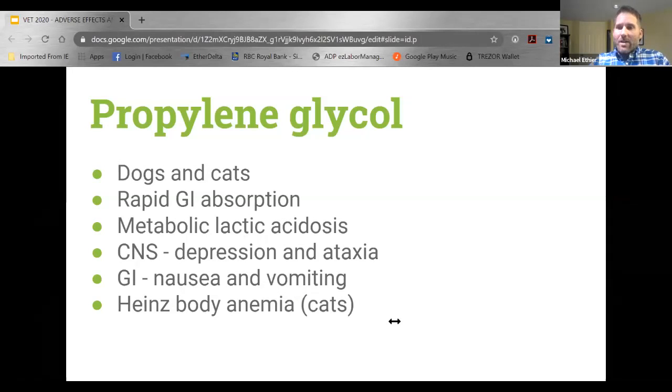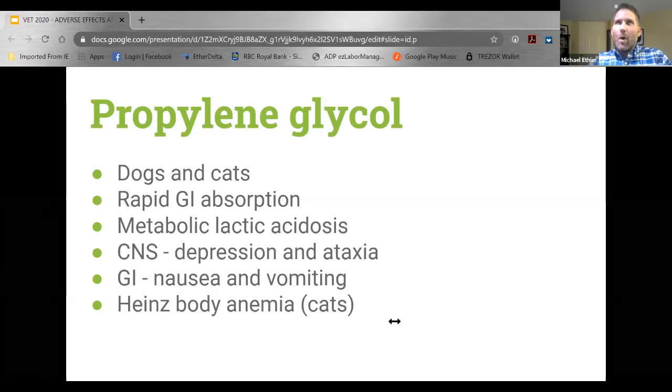Propylene glycol is actually the solvent within these e-juices, which is part of that e-cigarette. Again, it can lead to clinical symptoms if the dogs chew and ingest that. It will lead to a metabolic lactic acidosis and subsequently CNS depression, ataxia, some GI signs with nausea and drooling, and occasionally, specifically in cats, we may see Heinz body anemia.